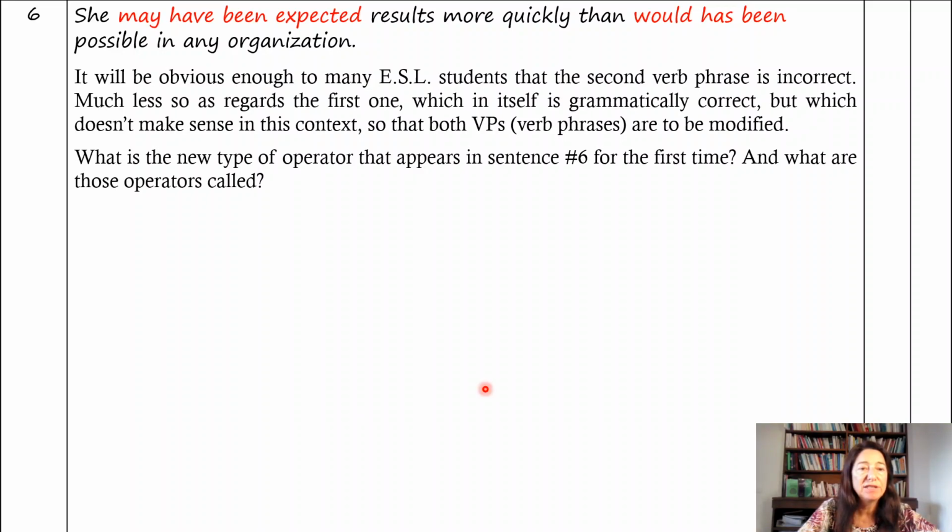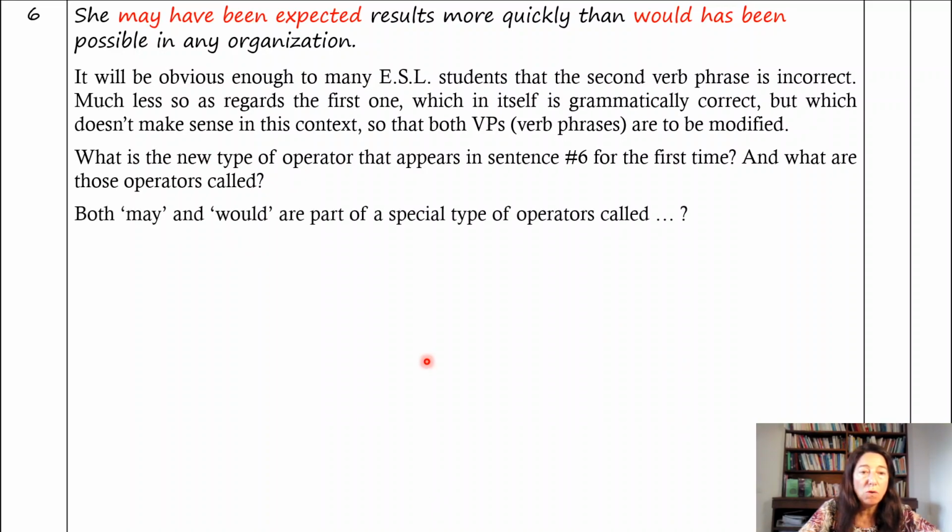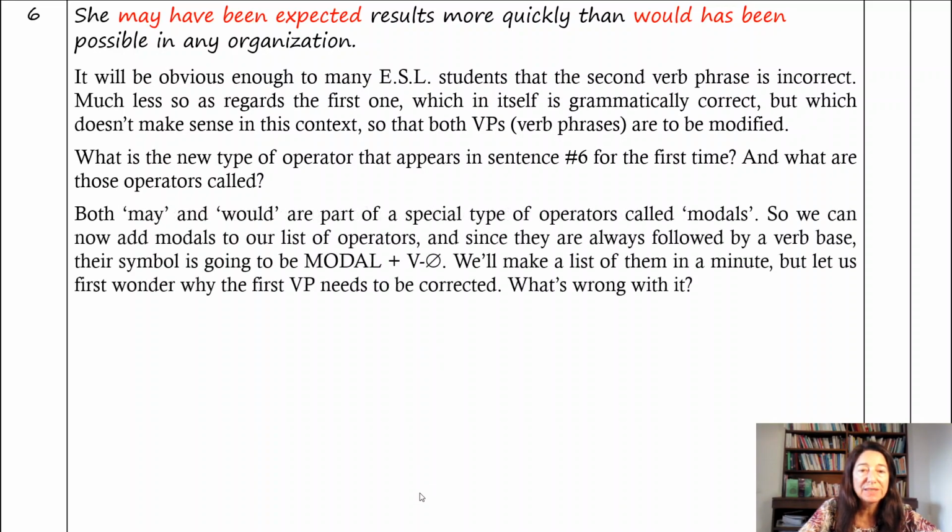modals. So those operators like may and would, they're called modals. And modals are always followed by a verb base. Therefore, the symbol for modals is modal plus V0. And we're going to talk later on about how important it is to use symbols to refer to operators, because it's really helpful to use the operators correctly.